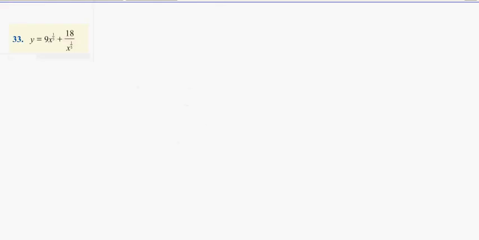This was find the two derivatives, is it? First and second derivative, yeah? Okay, so find the two derivatives of y equals 9x to the power of a third, 18 divided by x to the power of a third.